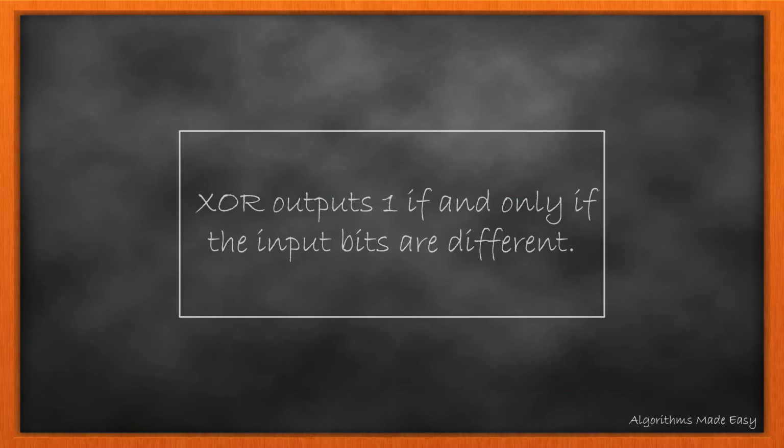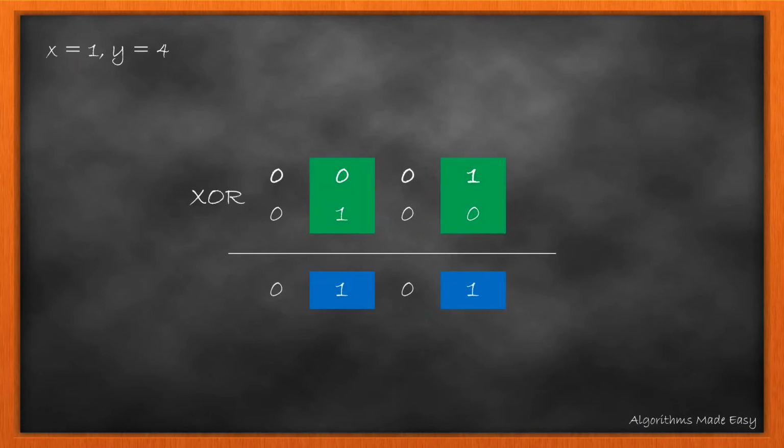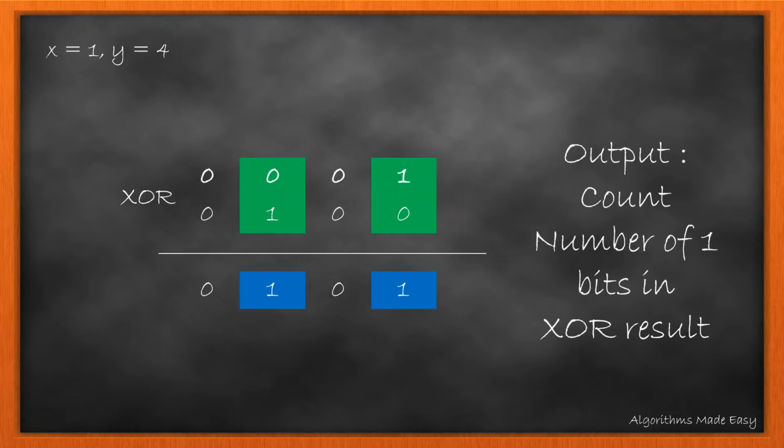2. We know that XOR operation outputs 1 when both the bits are different, so we can use it in finding the Hamming distance. If we take the previous example with x as 1 and y as 4, we can see that these two bits differ. Also, the XOR operation on these two numbers results in 1s at these bit positions. So if we count the number of 1s in the XOR result, it will be the output needed.